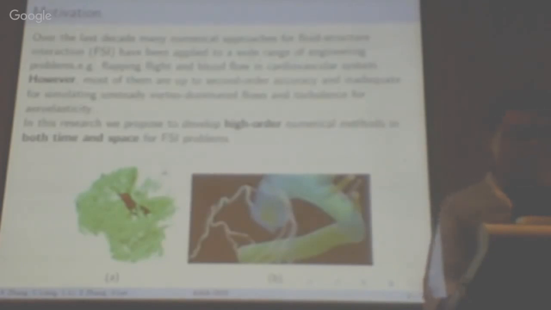Let's start with the motivation. Over the last decade, many numerical approaches for fluid structure interaction have been applied to a wide range of engineering problems, for example, flapping flight and blood flow in the cardiovascular system. However, the problem is that most of them are only up to second-order accuracy, just like the previous talk. The high-order method is much more efficient and can get much more accurate results. The low-order accuracy method is inadequate for simulating unsteady vortex-dominated flows and turbulence for aeroelasticity. So in this research, we propose to develop high-order numerical methods in both time and space for FSI problems.